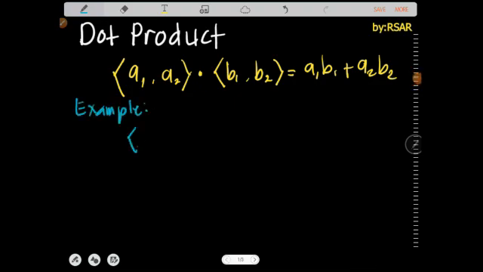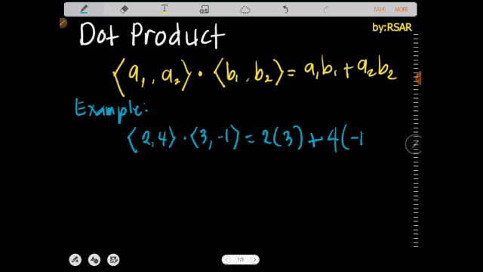Example, we have this vector 2, 4, coordinate niya is 2, 4, that is yung X and Y, dot 3 and negative 1. So, kagaya nitong formula natin, that is equals to A sub 1 times B sub 1 plus A sub 2 times B sub 2. So, ito muna, that is 2 times 3 plus 4 times negative 1. Then, simplify mo yan. That is 6 plus negative 4. Or, ima-minus mo. 6 minus 4. That is equals to 2.